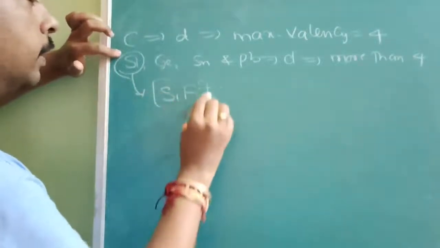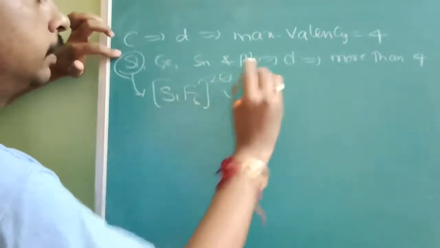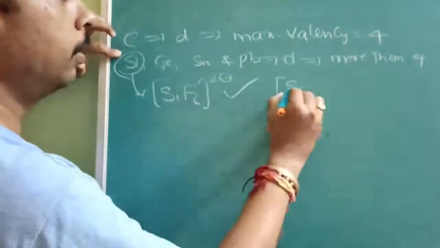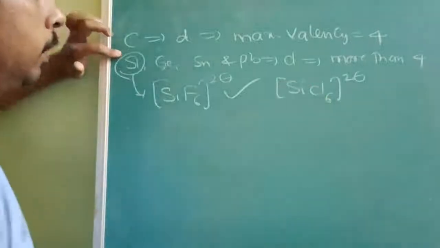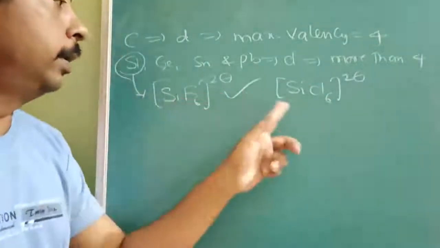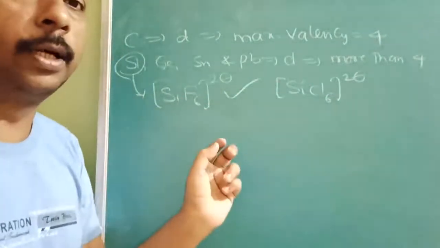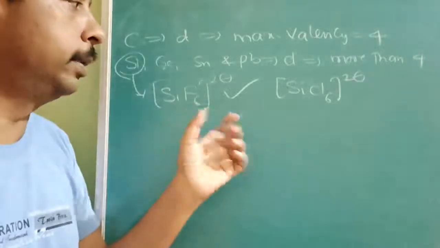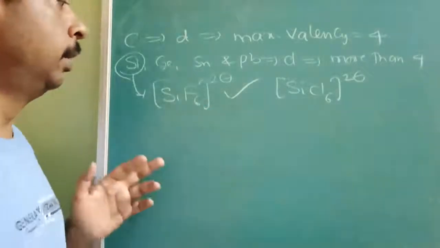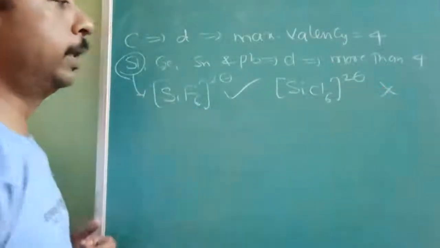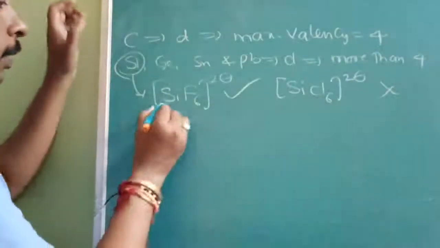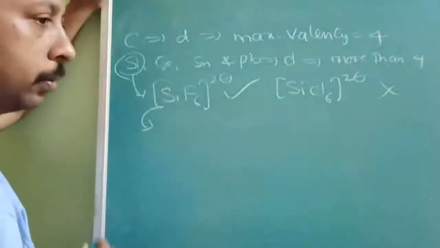SiF6 2 negative exists, but not SiCl6 2 negative. See, in both places the central element is silicon and the coordination number is 6, but still chlorine is not able to form it and fluorine can. There are two reasons you have to write.